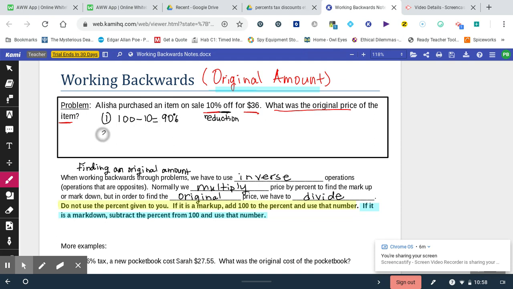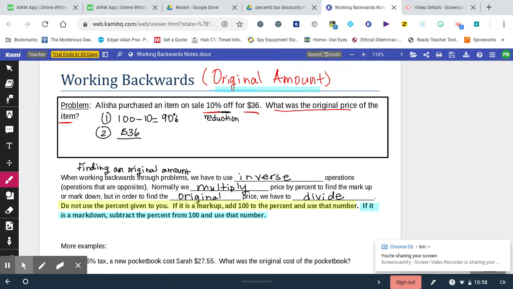Okay. Now the second step, I know some of you think, oh, I multiply. No. We're trying to find the original price now. So we're working backwards. We weren't given the original price. We're looking for it. So if you're working backwards, instead of multiplying, you're going to divide. So you're going to take your $36 and divide it by your decimal.